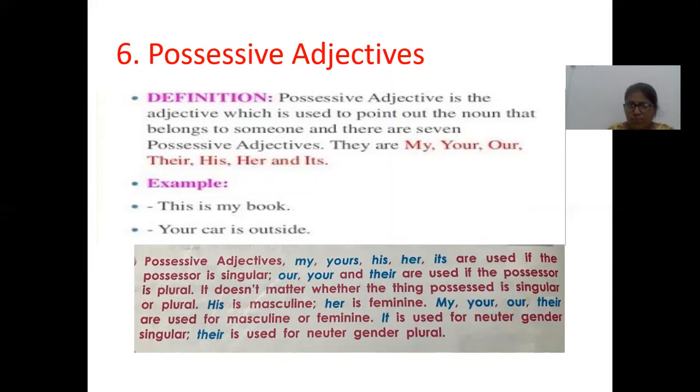For example, this is my book. It means this book is belonging to me. I am the owner of this book. Your car is outside. It means the owner of this car is you.